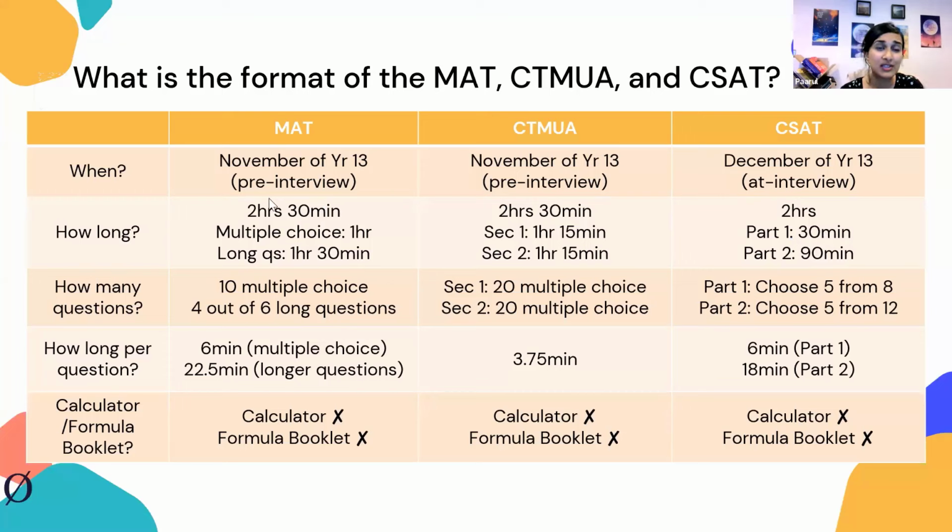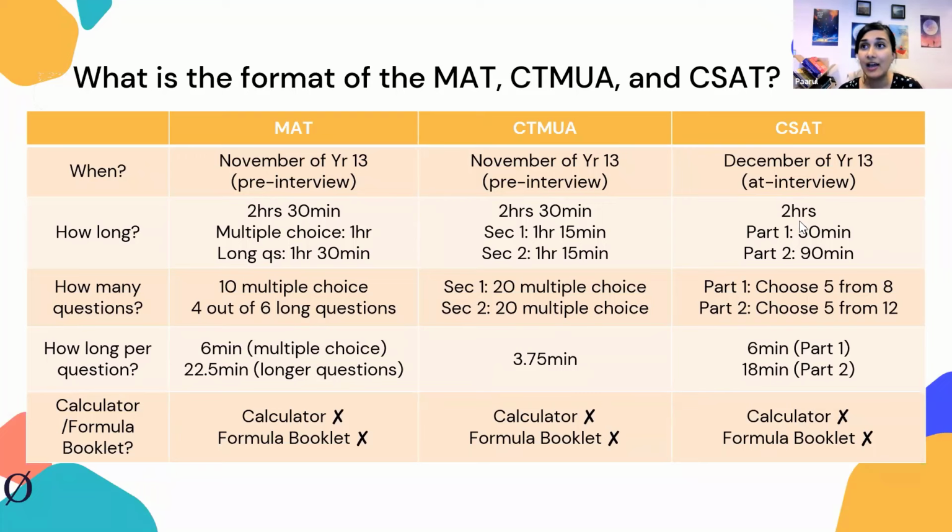And how many questions do you have to do here? In that 1 hour, you've got to do 10 multiple choice questions, which means it's 6 minutes per multiple choice question. And then you have 1.5 hours for 4 out of 6 questions. And that's important, you do get a choice. We'll look at that in just a second, depending on what course you're applying for, which roughly equates to 22.5 minutes, or 20 minutes with a bit of checking time at the end. And then in the CTMUA, they're all multiple choice, and you have 20 in section 1 and 20 in section 2, amounting to 3.75 minutes per question.